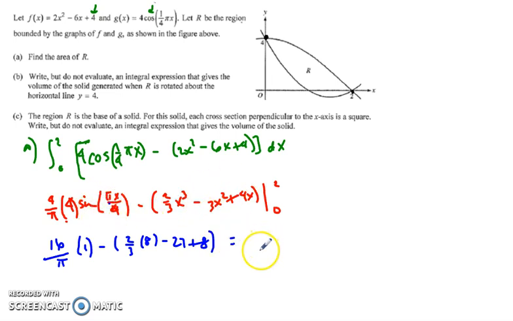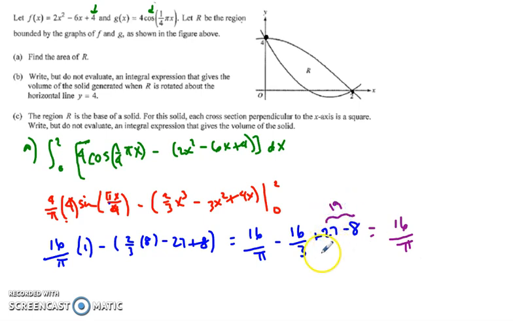So I'm left with just figuring out 16 over pi minus 16 over 3 plus 27 minus 8. And frankly, if you leave it just like this, they will accept it. But for posterity's sake, I'm going to go ahead and figure this out. 16 over pi has to stay as it is. It doesn't combine. 27 minus 8 goes to 19. 19 minus 5 1/3. I'm feeling like I did something wrong here. I did do something wrong. Have you guys caught it?